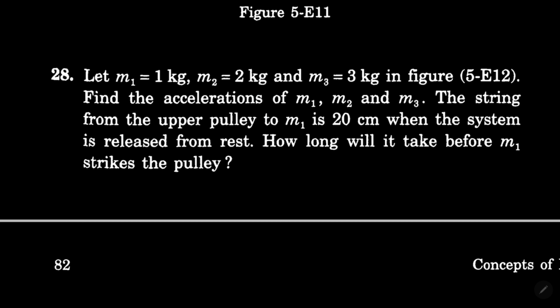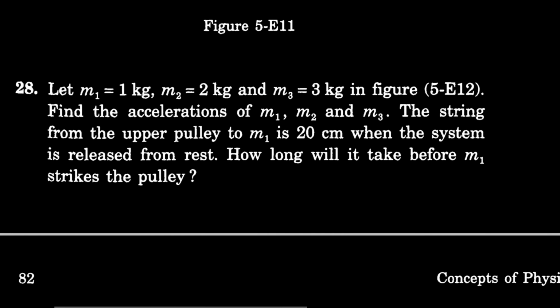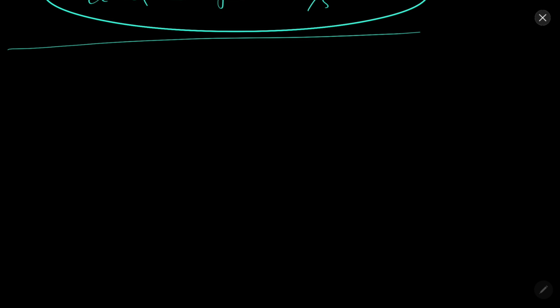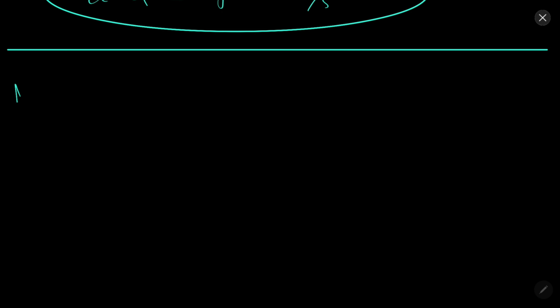In question 28 we have been given some masses. String is also given. We need to find how long will it take before m1 strikes the pulley. So the diagram is this. This is the given diagram. So this one is 28th. So let's draw the individual free body diagrams.